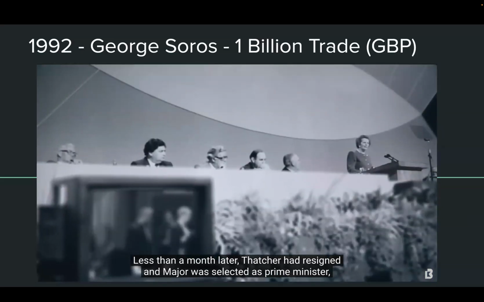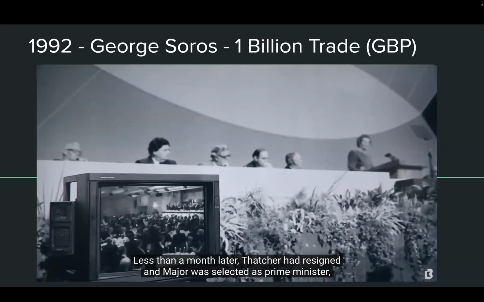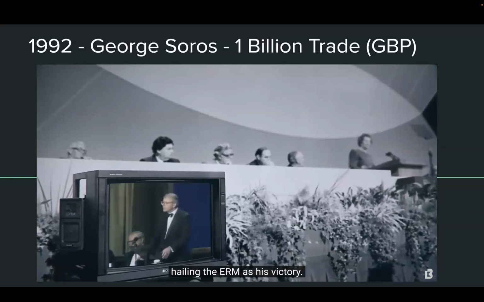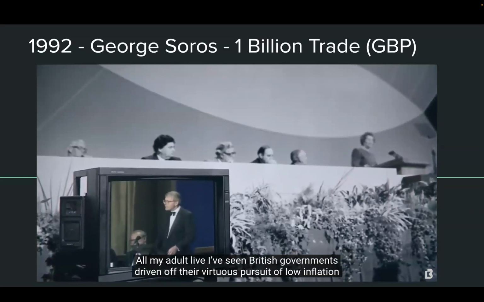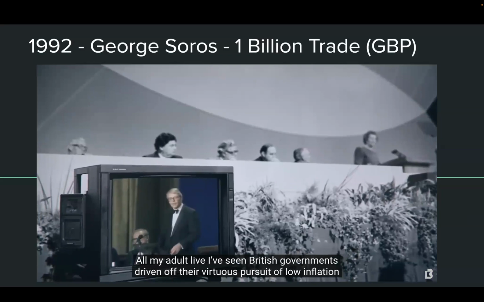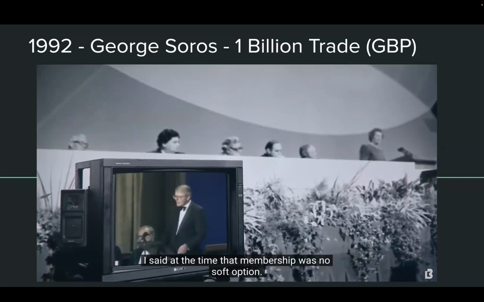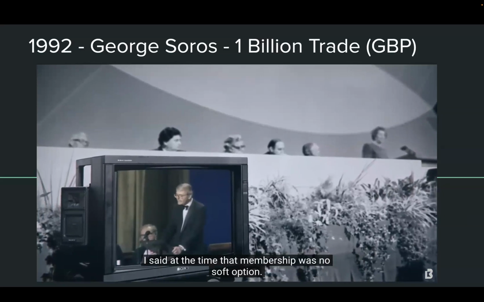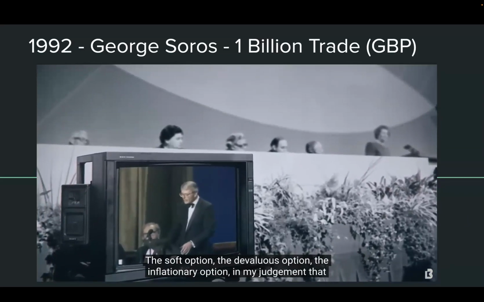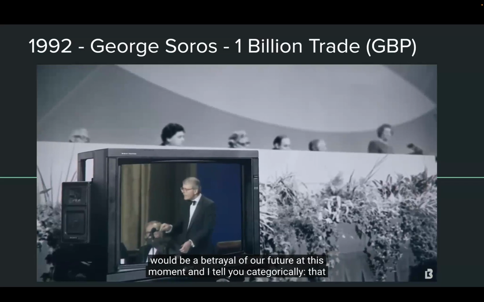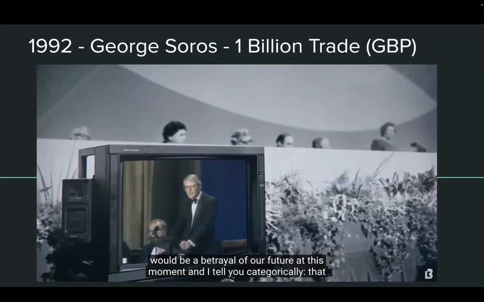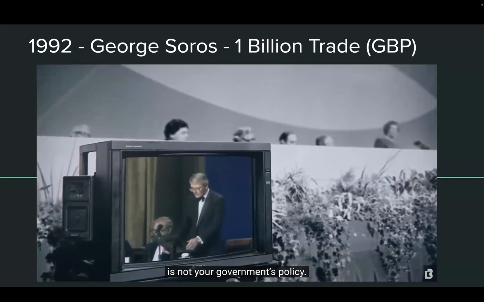Less than a month later, Thatcher had resigned, and Major was selected as Prime Minister, hailing the ERM as his victory. All my adult life, I've seen British governments driven off their virtuous pursuit of low inflation by market problems or political pressure. I was under no illusions when I took Britain into the exchange rate mechanism. I said at the time that membership was no soft option. The soft option, the devaluers option, the inflationary option, in my judgment, that would be a betrayal of our future at this moment. And I tell you categorically, that is not the government's policy.